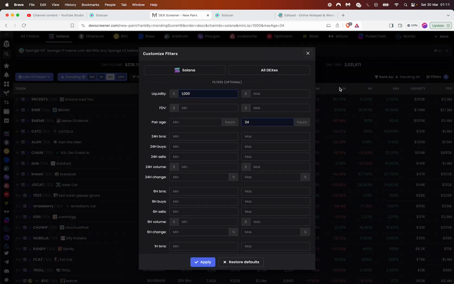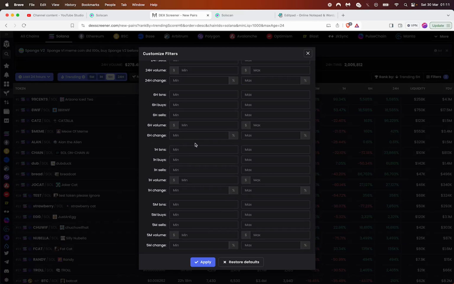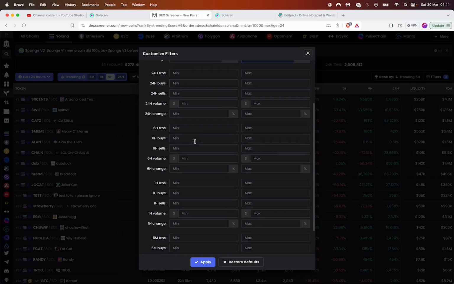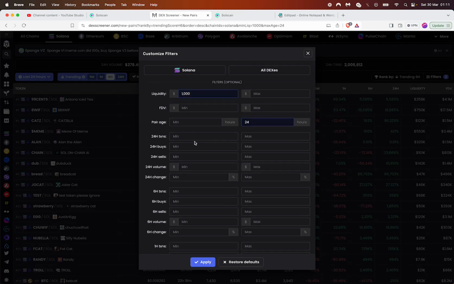Okay, so let's think about it for a second. First of all, we want low liquidity, a good liquidity amount. We want to ensure there's a minimum amount of transactions and so on and so forth. So if it's occurred in 24 hours, then if it's new, then we want the 24-hour transactions would apply across the board, right? Okay.